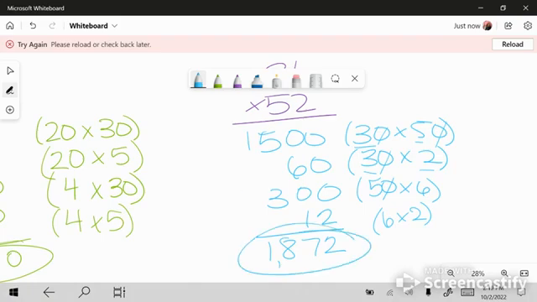So each of these factors just gets broken down into its expanded form. Instead of putting it in a box, it just gets stacked on top of itself.